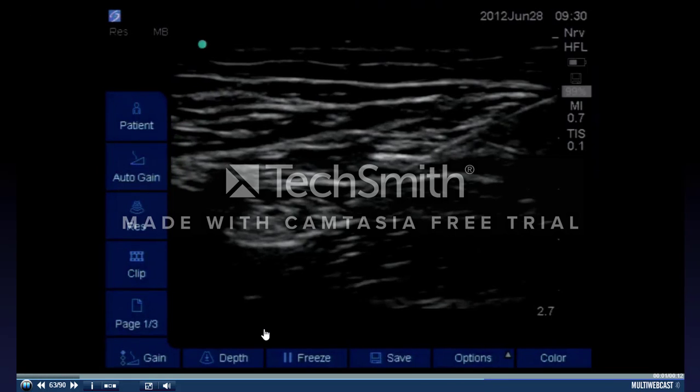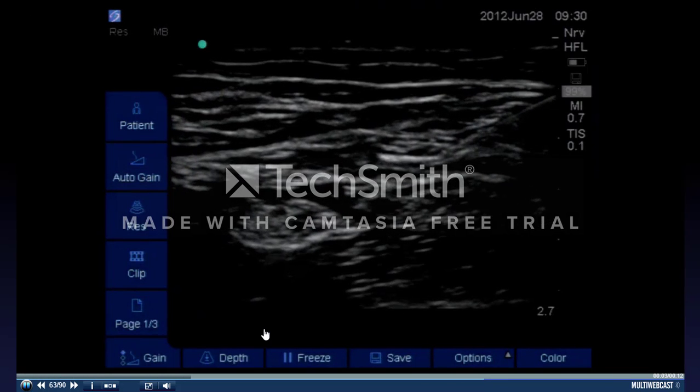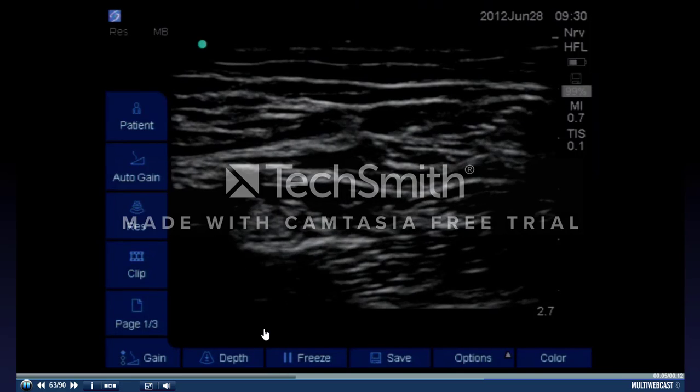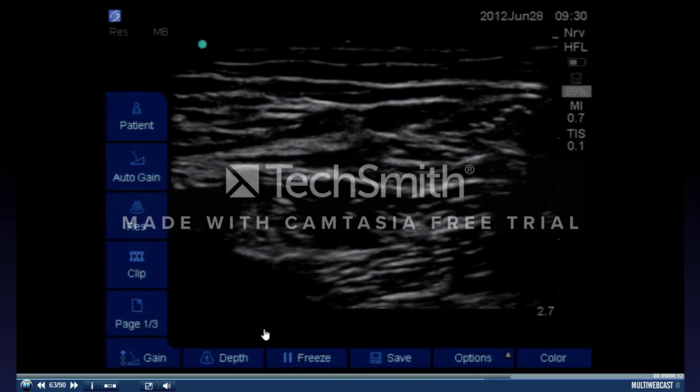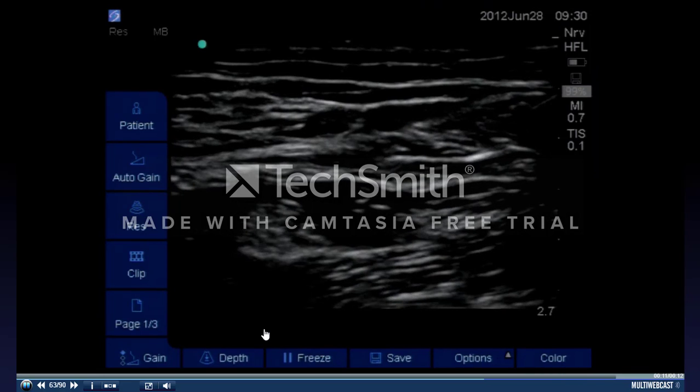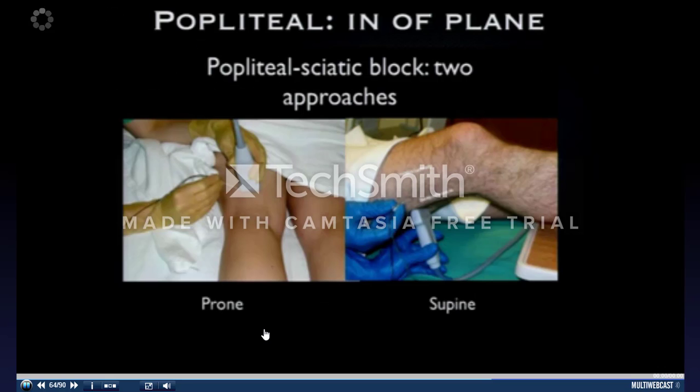And you can normally see the nerve reasonably easily in that particular area. And again, it just gives you a little bit of confidence that you can see the needle tip a little bit better. I won't bore you with too much of these.